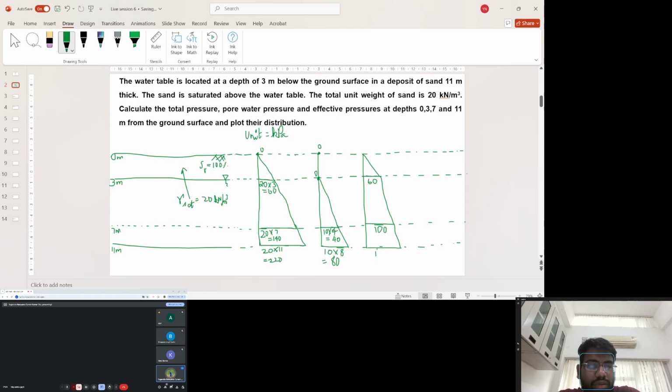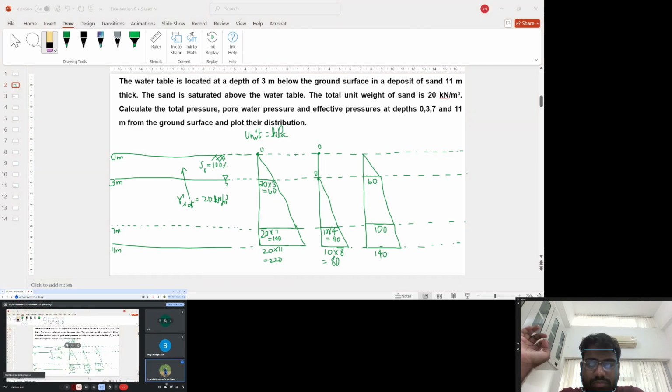This is 140 kilonewton per. The unit has already been mentioned. All right, any doubts? Any doubts? No, sir. Fine. So now let us extend this.